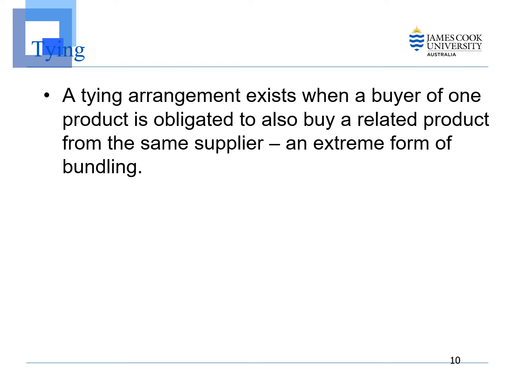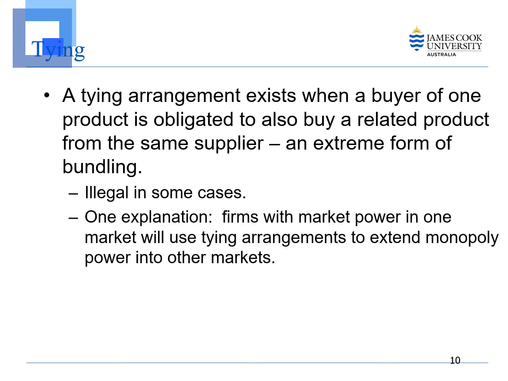In its extreme form, we have a tying arrangement, which exists when a buyer of one product is obligated to also buy a related product from the same supplier. Okay, and sometimes it is illegal. The law does not allow you to do so. Why? Because firms with market power in one market can use tying arrangements to extend the monopoly power into other markets.